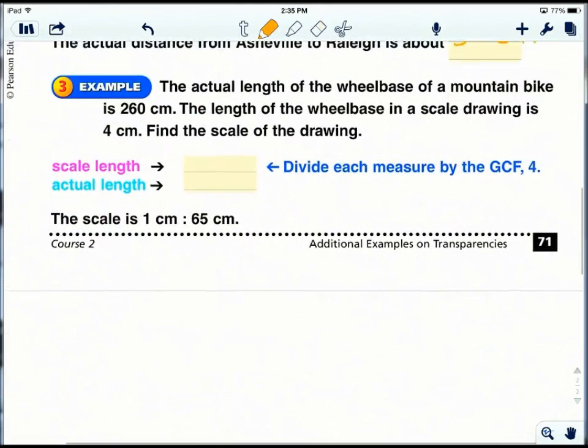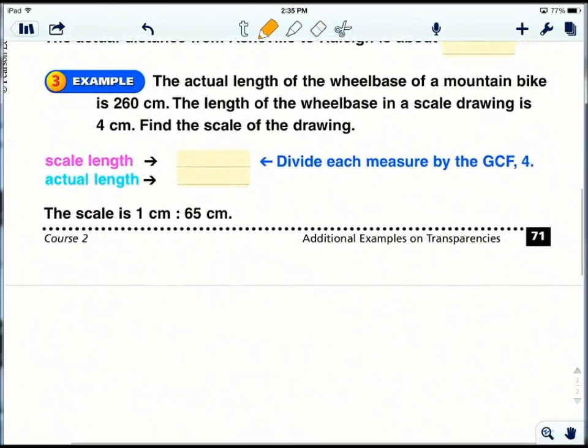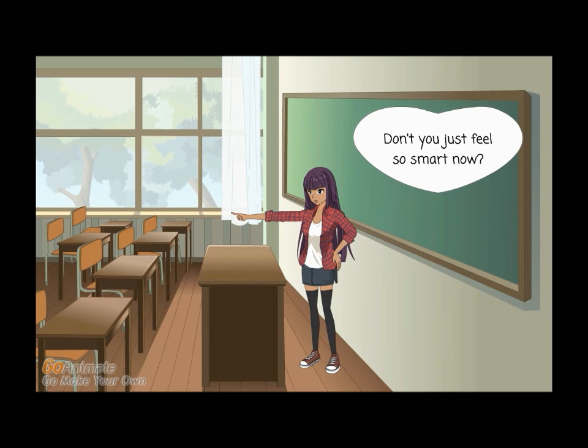Last one. Here they say that there is a mountain bike, and the wheelbase of the mountain bike is 260 centimeters. Well, they're going to make a drawing of this bike, and it says that in the scale drawing it is actually 4 centimeters. So here they're being a little bit tricky. They want us to find the scale. They didn't give it to us this time, so we need to work backwards. Don't you just feel so smart now?